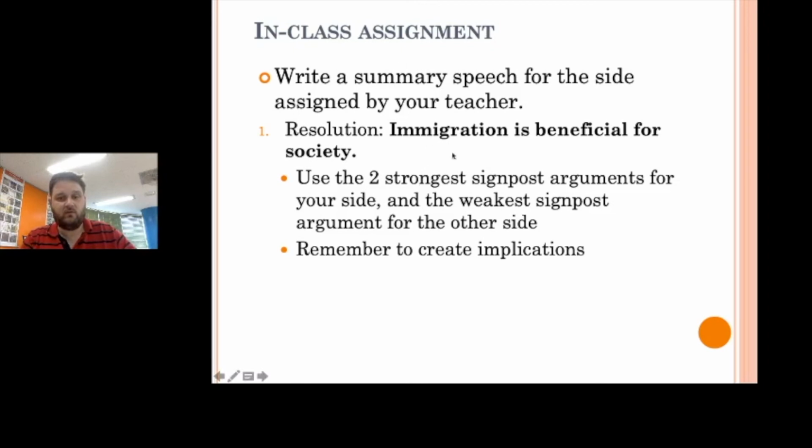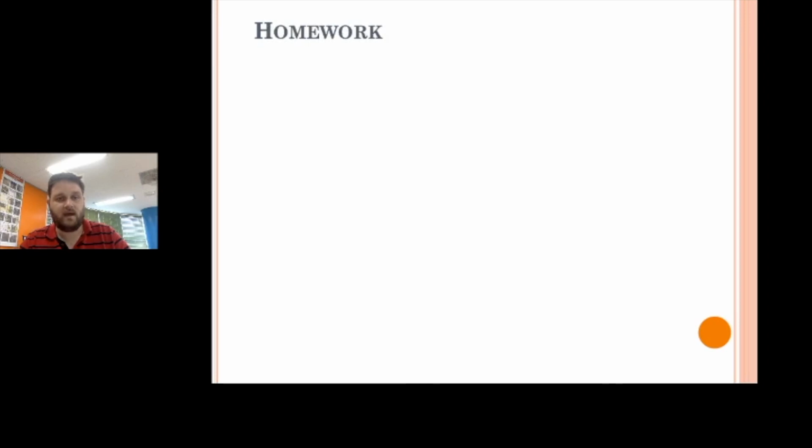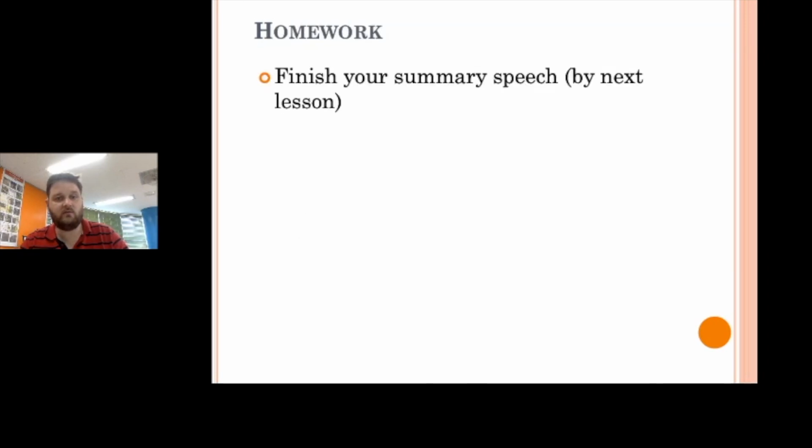For your two strongest arguments, if you want to work with your partner, you can do that. And for your opponent's weakest arguments, just ask to see your opponent's first constructive speech. You are all friends on Kakao, so you should be able to do this. And your homework will be to finish your summary speech by next lesson.